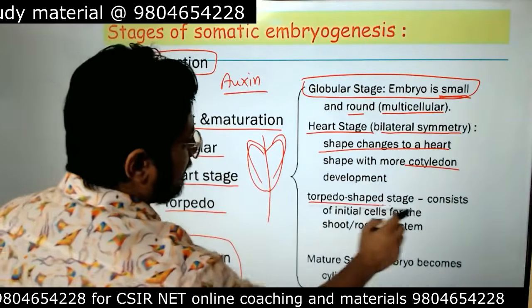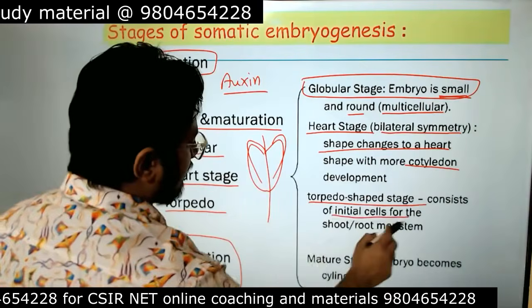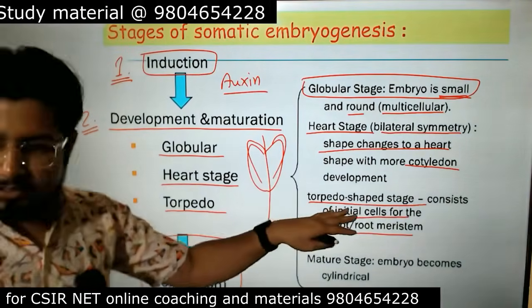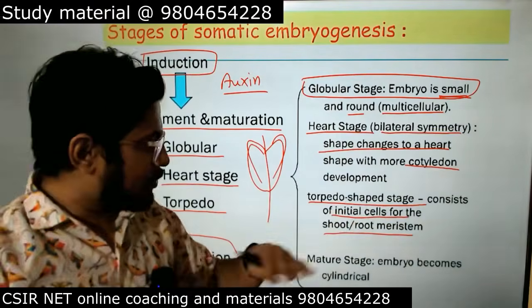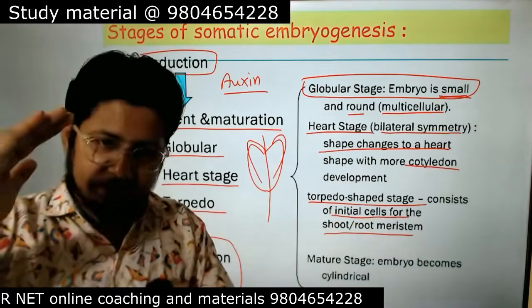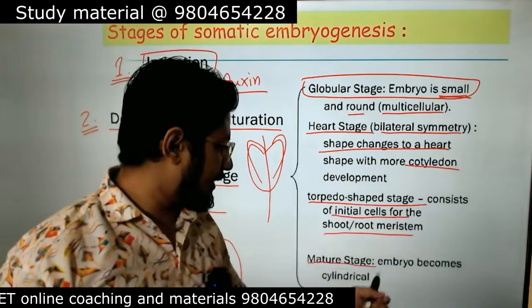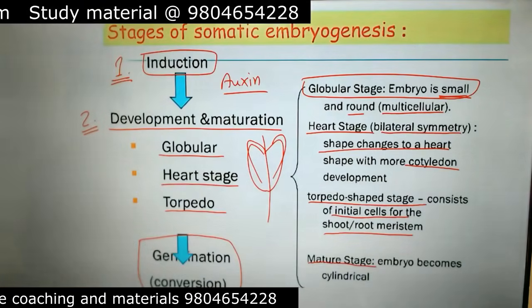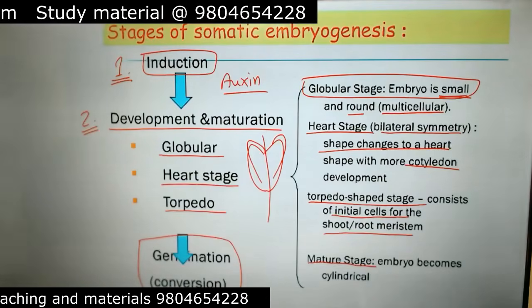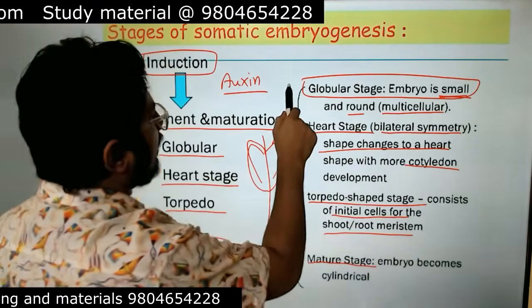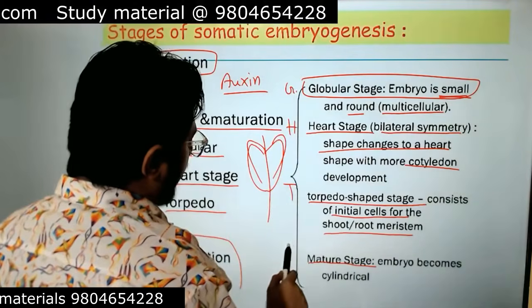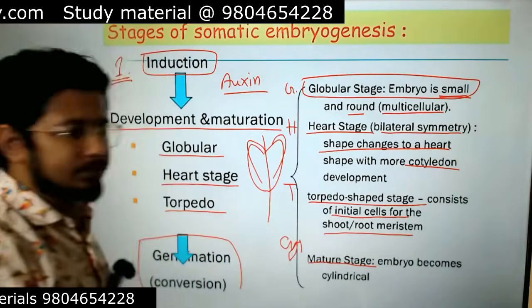Then the torpedo shape consists of initial cells for the shoot or root meristem. Torpedo is the stage where already the shoot and root meristem tissues are separated. Then we have the mature stage where the embryo becomes cylindrical. So before maturation, we have a cylindrical embryo. So the stages go like globular, heart shape, torpedo stage, and cylindrical. Okay.